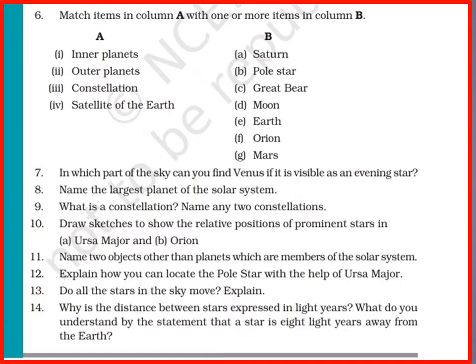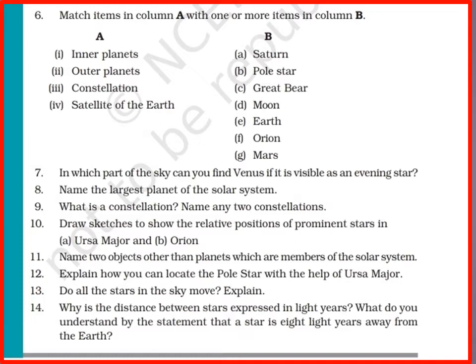Then question number 7. In which part of the sky can you find Venus if it is visible as an evening star? Venus is visible as an evening star in the western sky. That means the west.